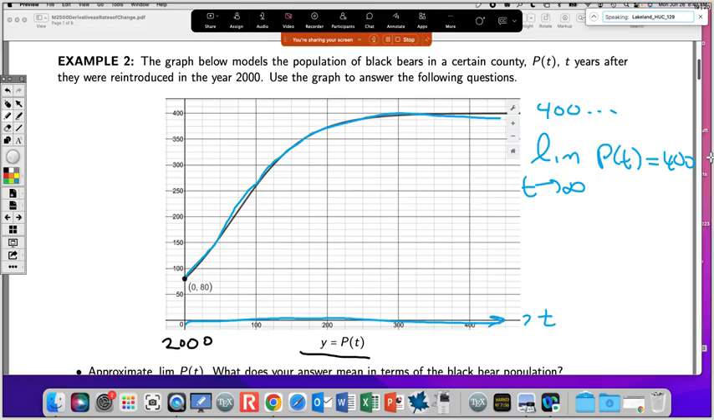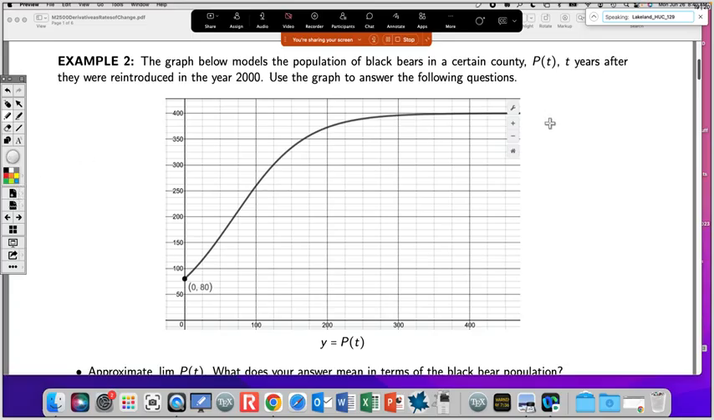Okay. Which is greater, P prime of 100 or P prime of 300? What does this mean in terms of black bear population? They're looking at P prime of 100 and P prime at 300. So here's the 100 down here. These are T values. I go up, and once again, when I'm looking at P prime, what am I looking at geometrically there? Slope. So go up at 100, there it is, and I just sort of imagine the tangent line there.